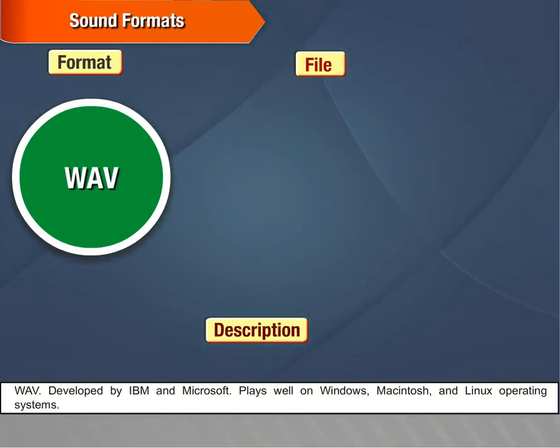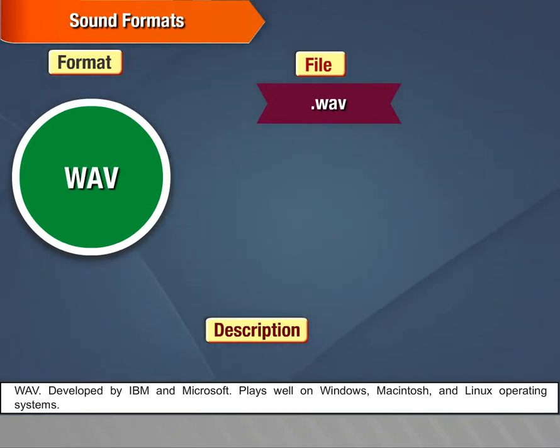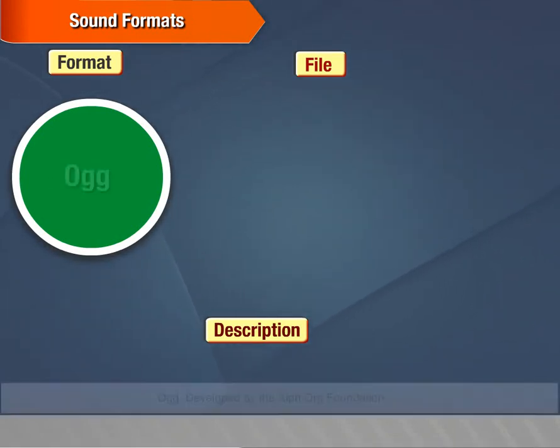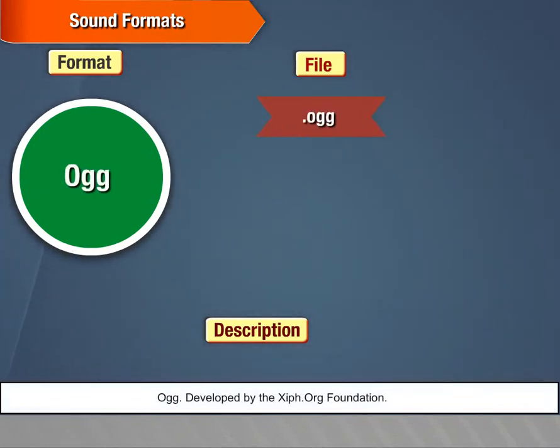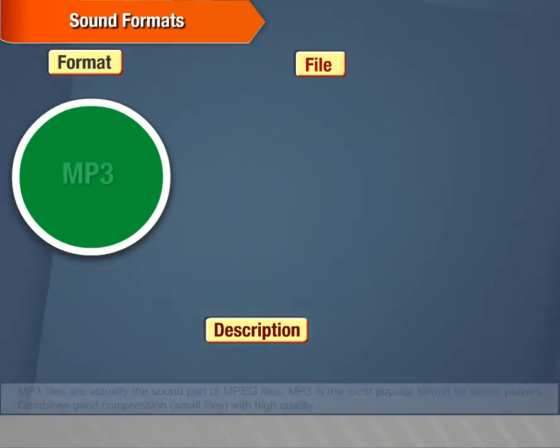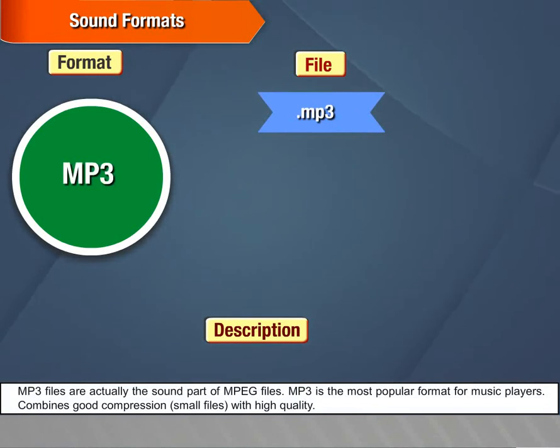WAV, .wav. WAV, developed by IBM and Microsoft, plays well on Windows, Macintosh, and Linux operating systems. OGG, .ogg. OGG, developed by the Xiph.org Foundation. MP3, .mp3. MP3 files are actually the sound part of MPEG files. MP3 is the most popular format for music players, combining good compression, small files, and high quality.